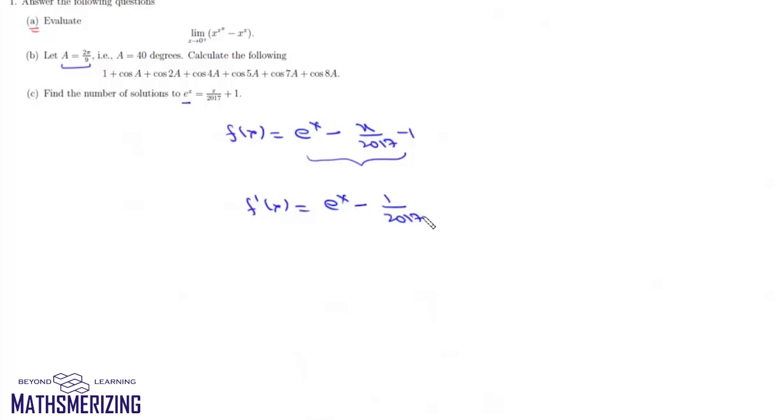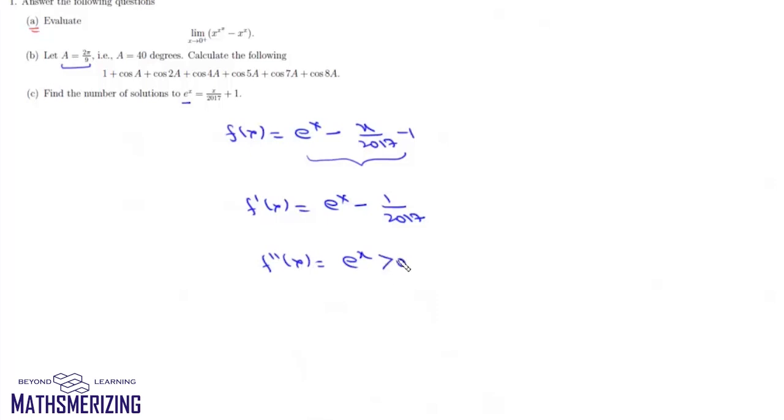Now this third part is, we need to find the number of solutions to this equation, which is e^x equals x/2017 plus 1. So what we'll do is write this function f(x) as e^x minus x/2017 minus 1. Now this function is continuous and differentiable. So we'll find f'(x). Its f'(x) will be e^x minus 1/2017, and its second derivative will be e^x.